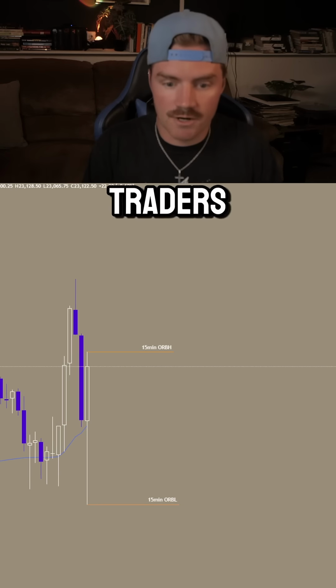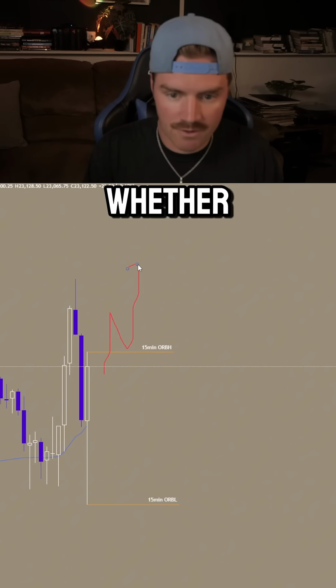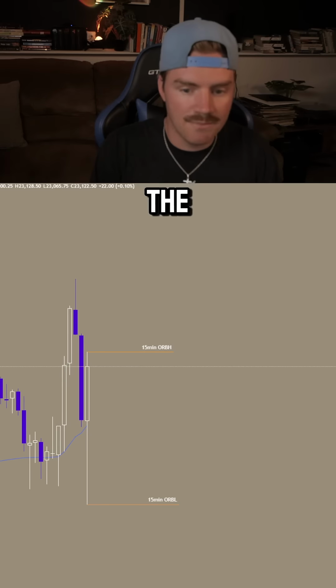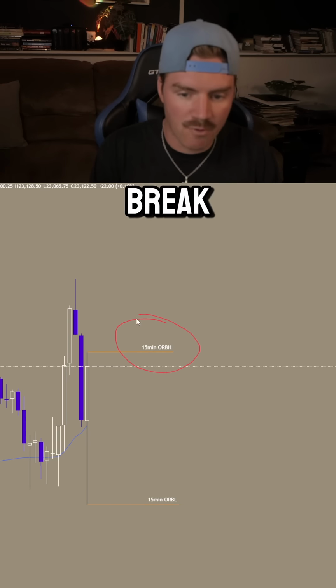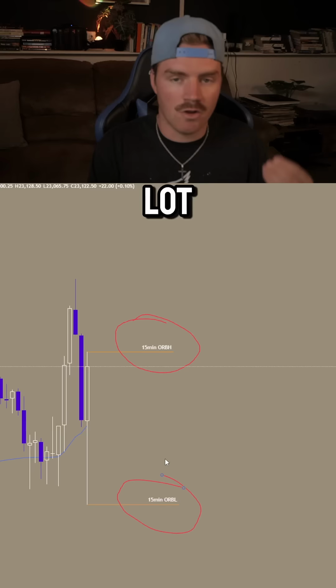So most ORB traders are waiting for a breakout of the ORB high, a retest, and then trying to get into their trade, whether it's up here or the same exact thing down here. But a lot of the time, the move is already over by the time we break out of the ORB high or the ORB low. So how else can we trade this that gives us a lot more reward?